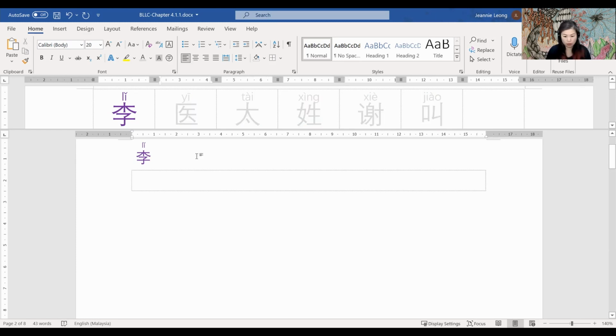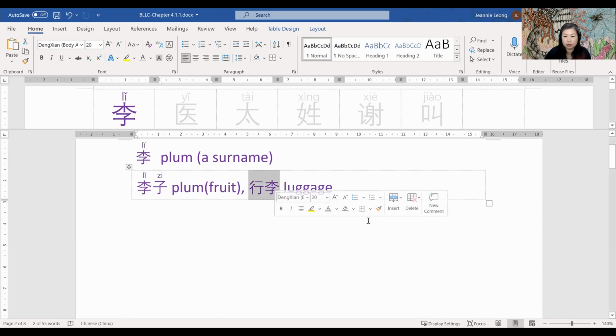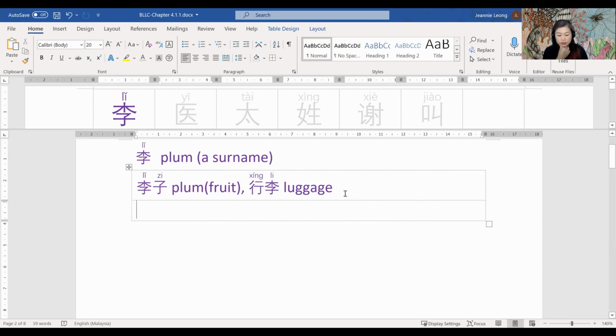The word on its own means plum, and it's also a very typical surname. Word examples using the character li: li zi, which is the plum, as in the fruit. Another word example using li is xìng li, which is luggage. So li zi, a fruit, and xìng li, the luggage. Let's try and make some sentences using these new words that I just learned.